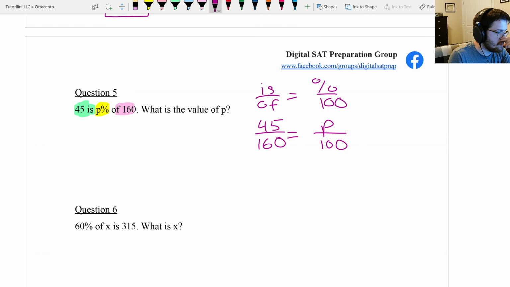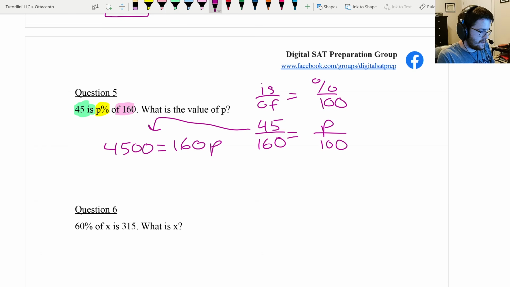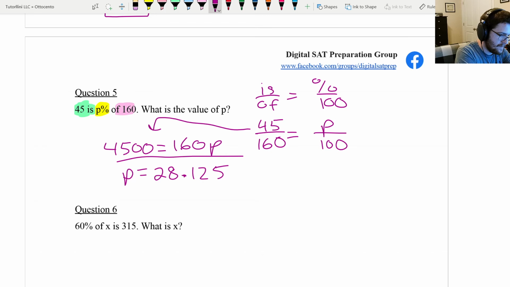Now I'm going to cross multiply. And we get 4,500 equals 160p. Now I'm going to divide both sides by 160. Get P equals 28.125. Okay, great.